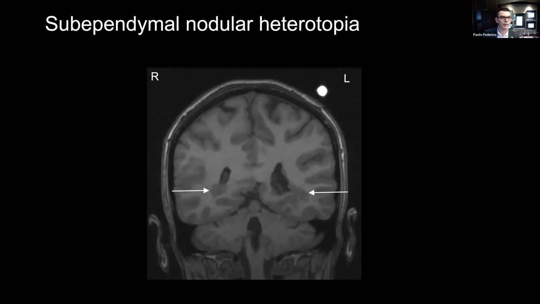Here's an example of subependymal nodular heterotopia, where you see heterotopic nodules periventricularly, and oftentimes the ventricles themselves are abnormally shaped, okay?